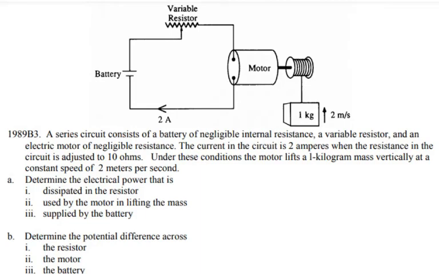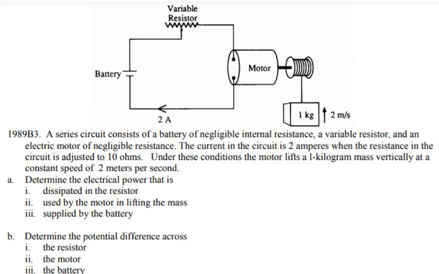This is an FRQ question from the 1989 AP Physics B exam, and these sections are covered in AP Physics 2. In this question, they say that a series circuit consists of a battery of negligible internal resistance, a variable resistor, and an electric motor of negligible resistance as well.